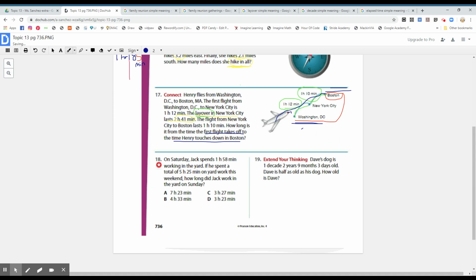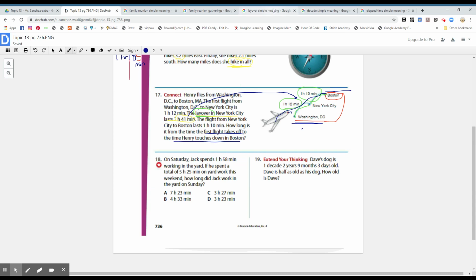Now, if you say we're going to add, yes, good job, but you're not just going to add the information that's provided here, boys and girls. They left this information out. They left out the 2 hours and 41 minutes that should go right there in between, boys and girls. And the reason why is because of this, the layover in New York City.